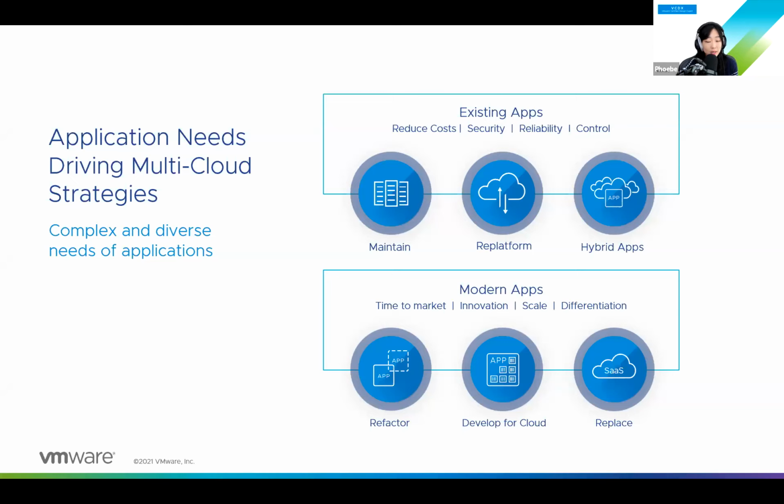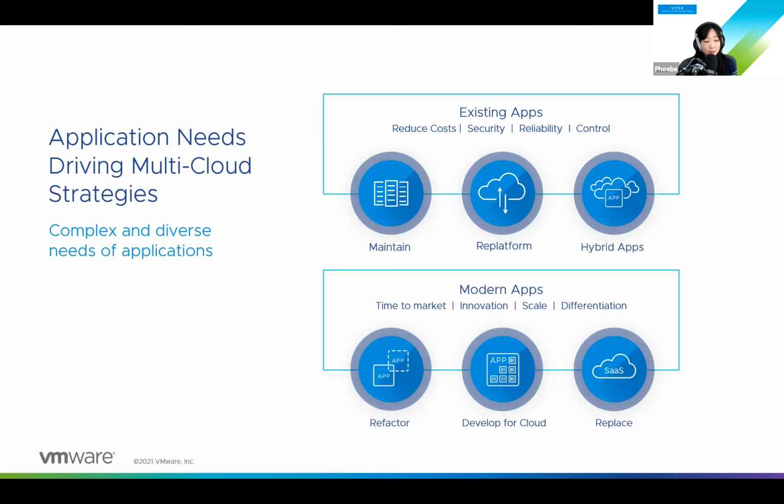And organizations have both existing and modern applications. So there are some different strategies depending on these application needs. For example, for existing applications, organizations may want to reduce some cost, be more reliable, increase some security and control over these applications. And with that, they can either maintain them as they are, or re-platform the application so that it can be modernized, or have a hybrid application architecture as well.